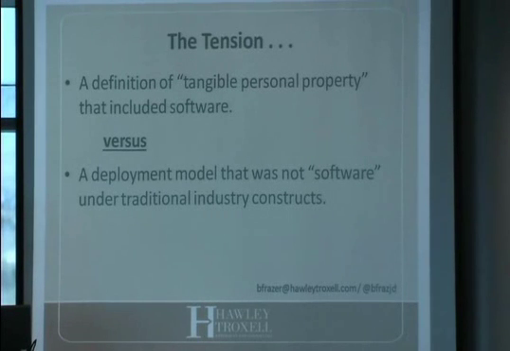So we have a definition that included software versus this new deployment model that's really not software. As you think of cloud services, do you think of them as software? How many of you actually think of cloud services as software? Good, you should, because they're not. That was sort of our whole point in this exercise. Cloud deployment is by definition not software.